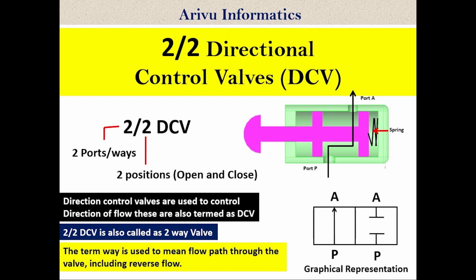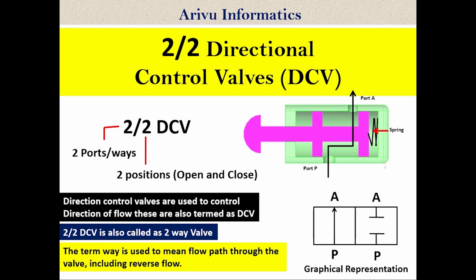Direction control valves are used to control direction of flow of liquid. These are also termed as DCV in short term. 2x2 direction control valve is also known by the name two-way valve. The term way is used to mean flow path through the valve including reverse flow. A two-way direction control valve consists of two ports or openings which are generally named by the alphabet P and A, which are connected or disconnected by the moving spool.